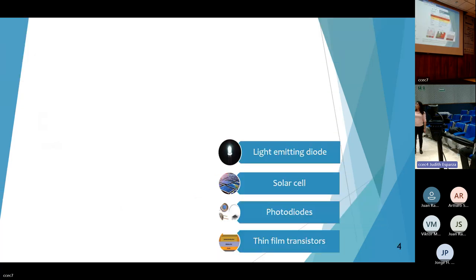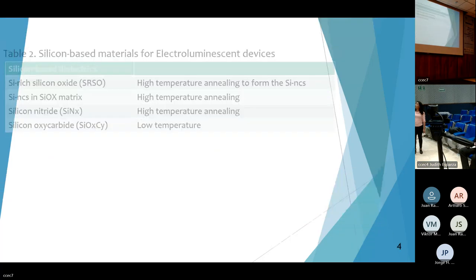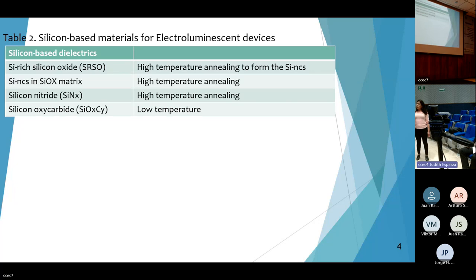Some examples are shown in Table 2. We can observe some materials such as silicon-rich silicon oxide, silicon nanocrystals, silicon nitride, and silicon oxycarbide. The first materials require high temperature to obtain. We observe that silicon oxycarbide is obtained at low temperature.